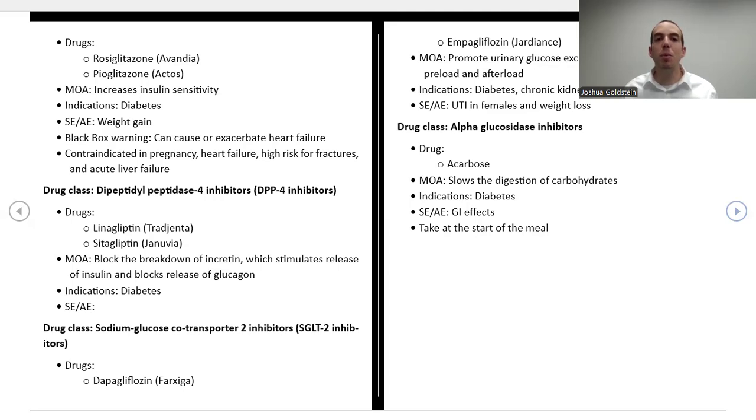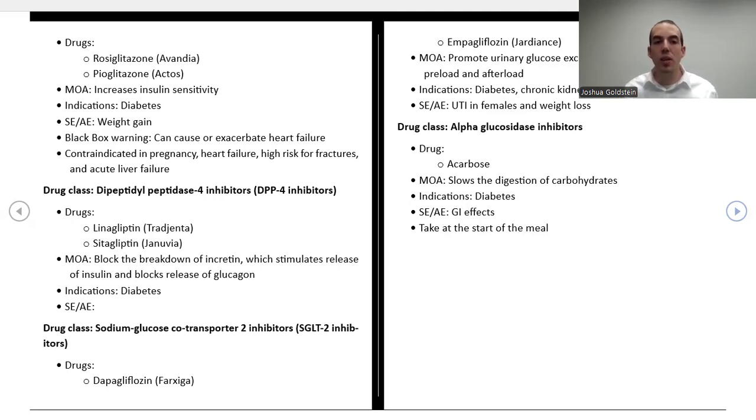Next, we have the DPP-4 inhibitors. This would be Tradjenta and Januvia. These medications block the breakdown of incretin, and incretin, we've already said, gets us more insulin and less sugar in our blood, and we use this for diabetes. I don't have anything more to add about that one. I don't know that any nursing school textbook got too deep into these as we're getting further down this list.